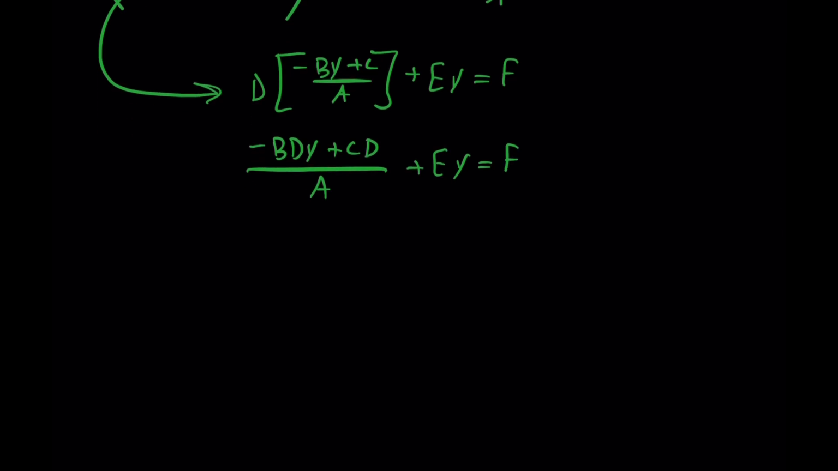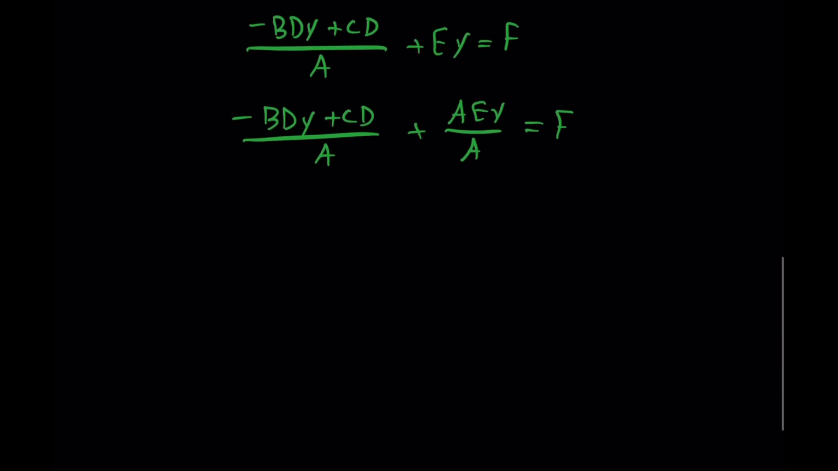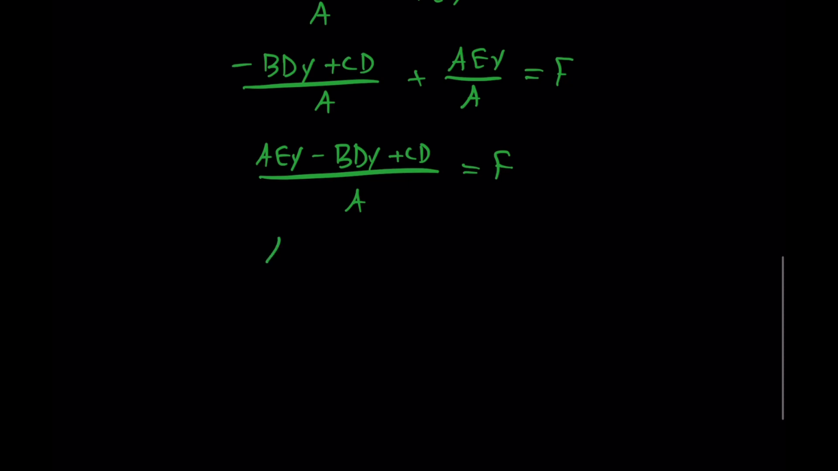If we want to add, we have to have the same common denominator. So we can get negative b dy plus cd over a plus aey over a. So we multiply the numerator and the denominator by a. So now we have common denominators. We can add that without a problem. I'm going to use the commutative rule to put aey first. Then our minus b dy plus cd over a is equal to f. Let's multiply both sides of the equation by a. So then we get aey minus b dy plus cd equals af.